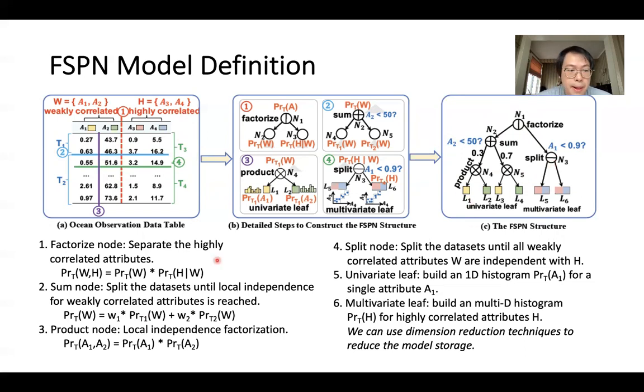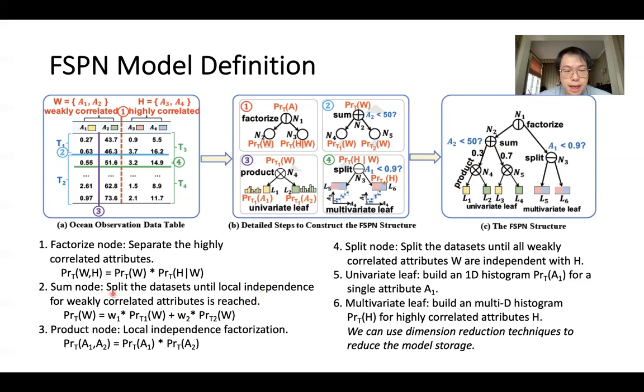leaf node here. So the first is the factorized node. The factorized node tries to separate the highly correlated attributes from the rest using this conditional factorization tool. And for the weakly correlated attributes, i.e. this joint distribution, the left branch of the factorized node will be used to deal with it. Essentially, it's an SPN substructure.